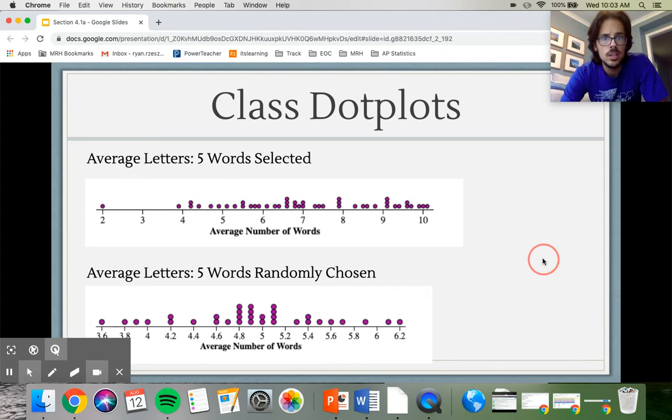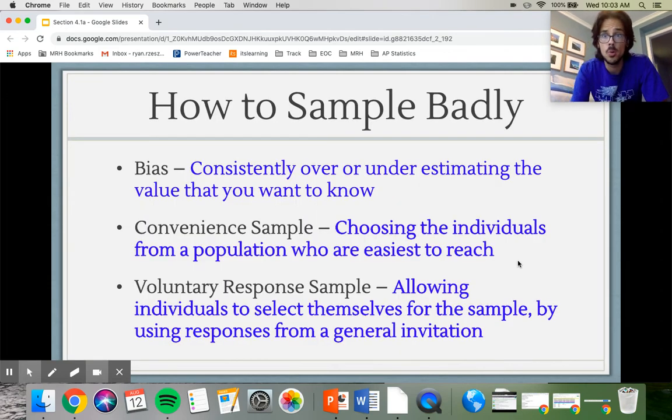All right, so let's go ahead and learn a little more vocabulary here. This first thing is something I already mentioned, but bias in general in statistics means that you are consistently over or underestimating the actual value you're looking for.